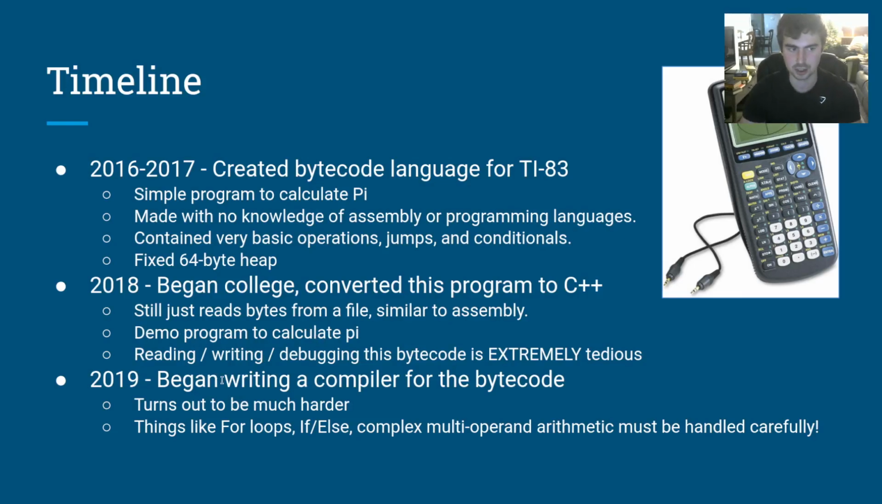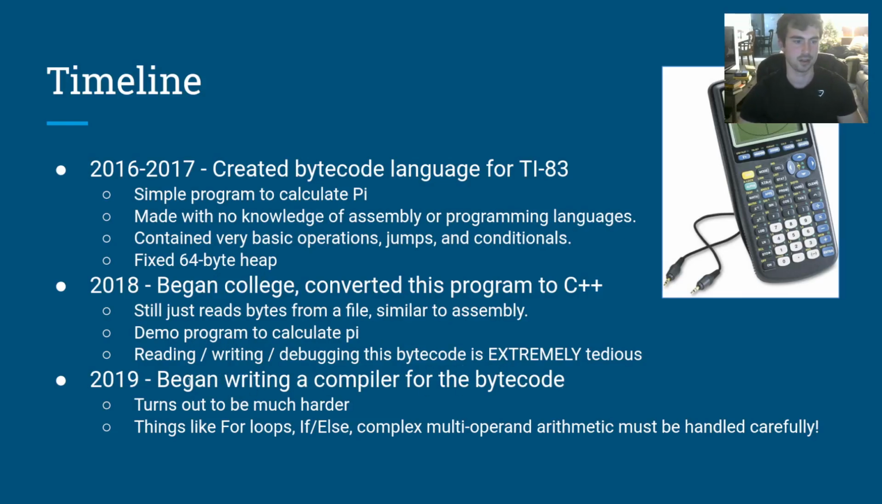Rolling around to 2019, I decided that I wanted to, at the very least, make a way to write the bytecode in text and then compile that text down to the bytecode. This is not as good as a truly compiled language with all of the nice things like for loops and functions, but it would at least allow me to avoid having to think about where my pointers were located.